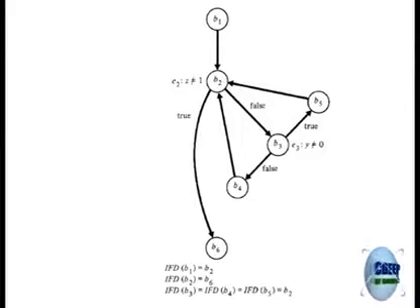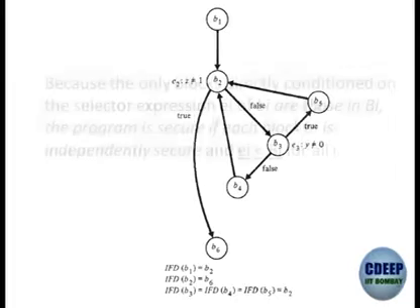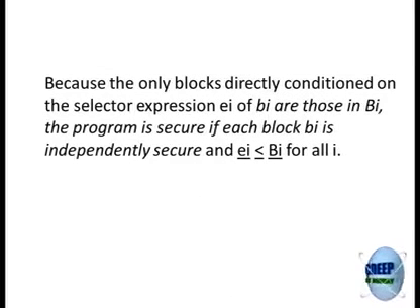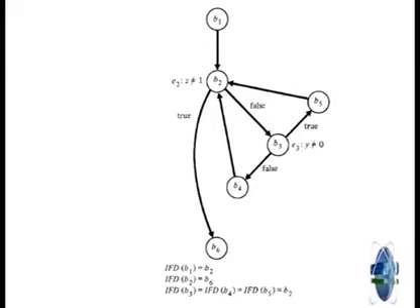For example, here, what is the IFD of B1? It is its successor B2. What is the IFD of B2? The next successor is B6. What is the successor of B3? It can go here or it can go here. So the IFD of B3 is the IFD of B4, which is equal to the IFD of B5, and is equal to B2. That means you are computing the IFD of B5 and it goes to B2. Because the only blocks directly conditioned on the selector expression EI of BI are those in BI, the program is secure if each block BI is independently secure, that is, EI is less than or equal to BI. As long as EI is within the block, you can be sure that the whole program is secure.